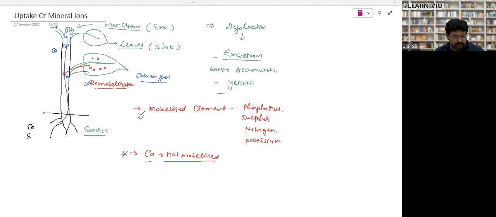Right? Generally, they are transported along with water as an inorganic nutrient with the help of xylem. Tell me, is that clear?